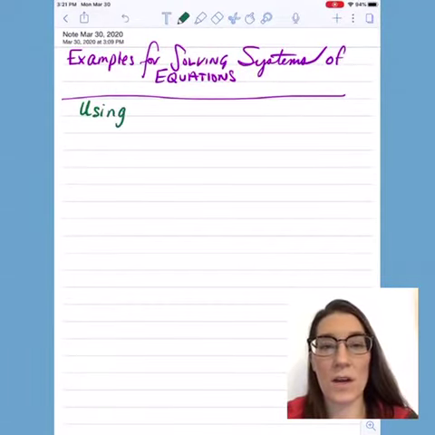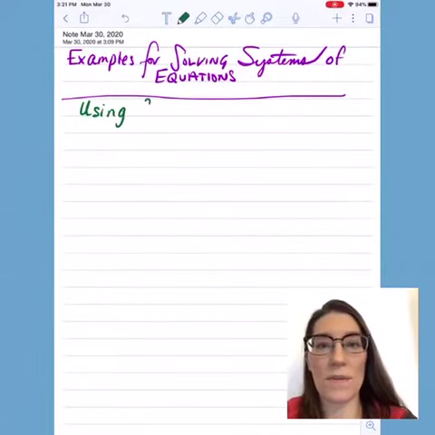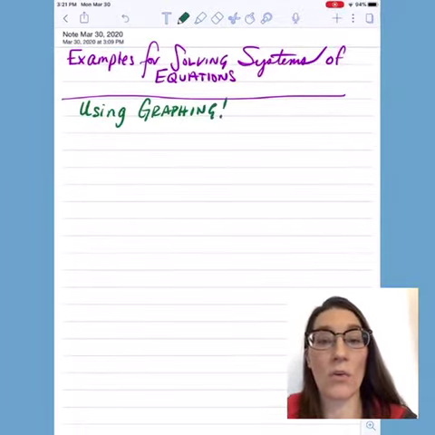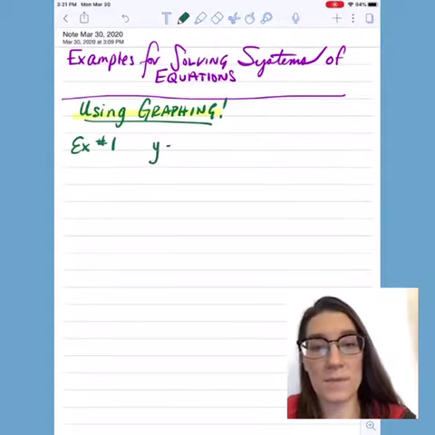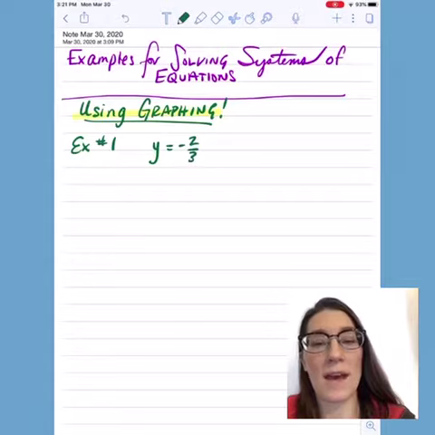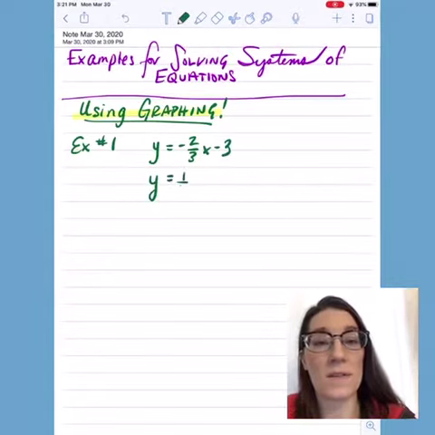Everybody, this video is a little review of solving systems of equations, specifically when graphing. So the first example that I'm going to provide here is when both equations in the system are solved for y already. So the first equation I'm going to write is going to have a negative slope, and the second equation I'm going to write here has a positive slope.